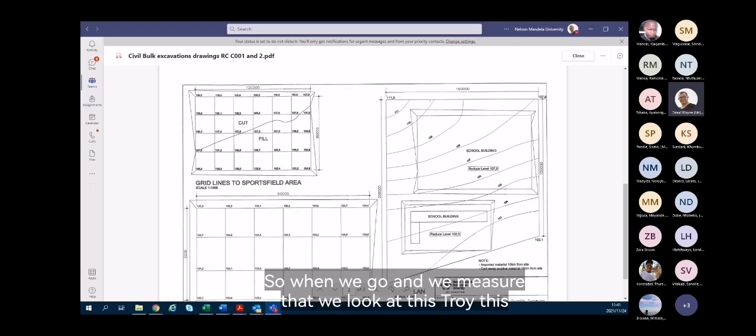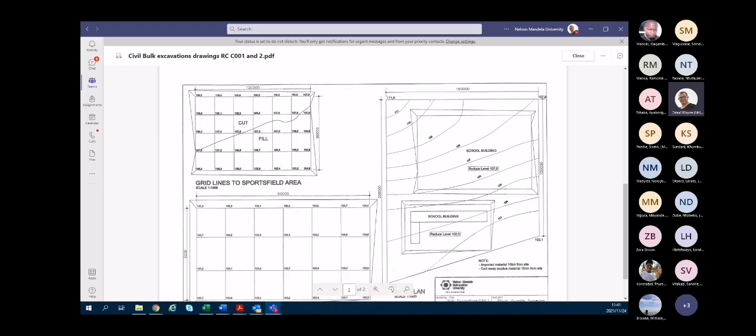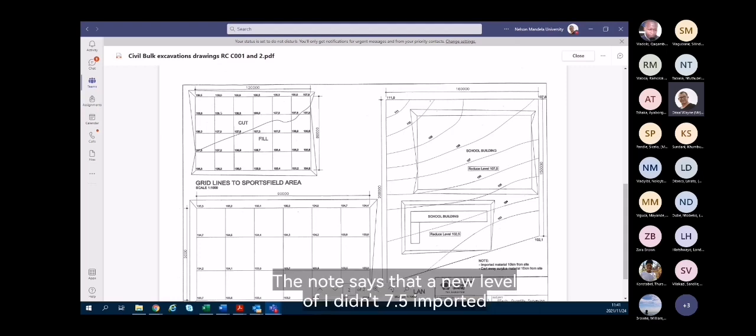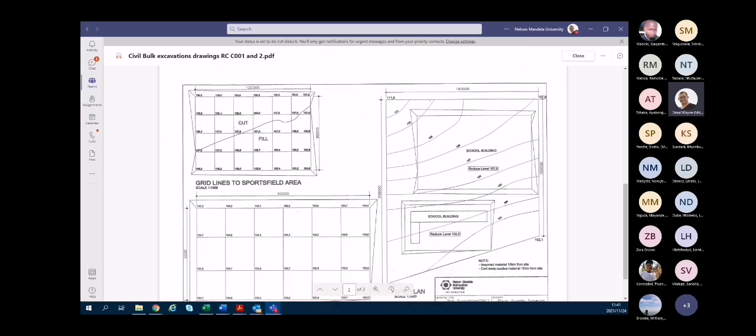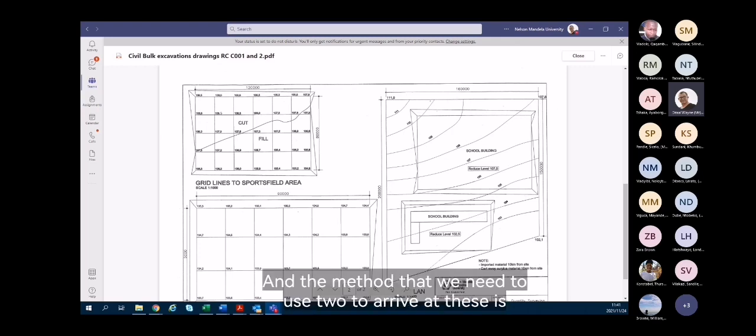So when we measure that, we look at this particular drawing, the note says a new level of 107.5, imported material 10 kilometers from site. You need to cart away surplus material 15 kilometers from site. And the method that we need to use to arrive at these is Simpson's rule, using the same formula that we've just used previously.